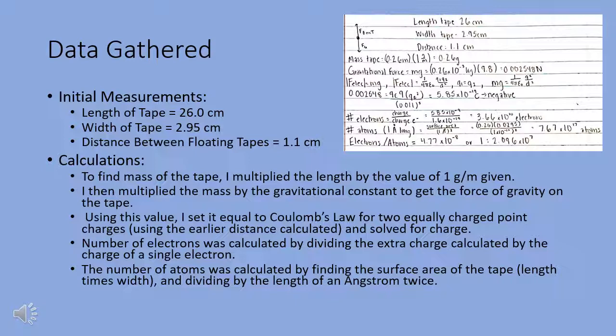Additionally, this part of the experiment operated on two assumptions. One was that the two U-tapes had the same charge, which makes sense because they were created about the same way. And second, that each tape was treated as a point charge, where all of its charge was concentrated in the very center. You need this assumption to use Coulomb's law, as Coulomb's law is used for point charges.